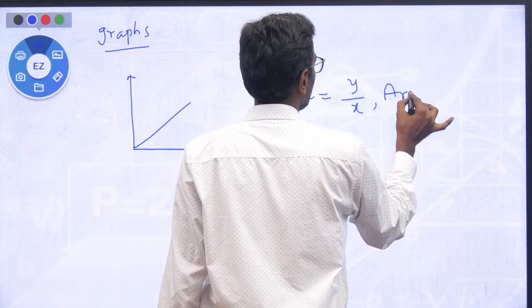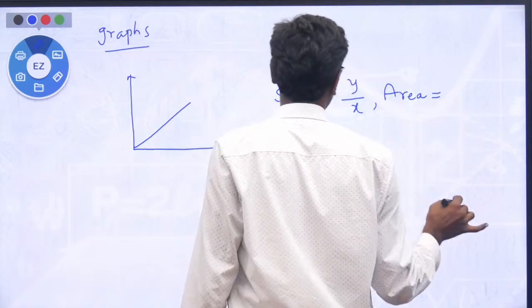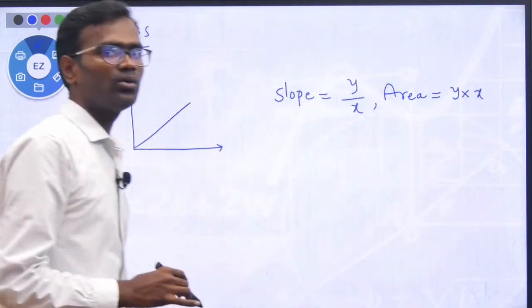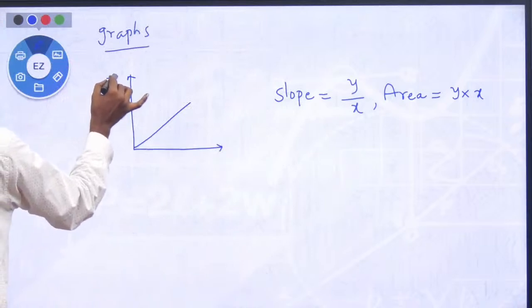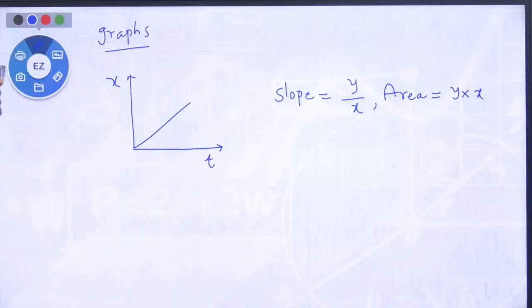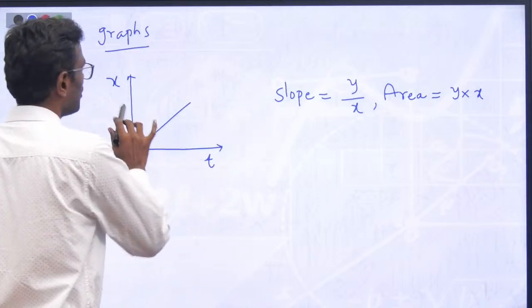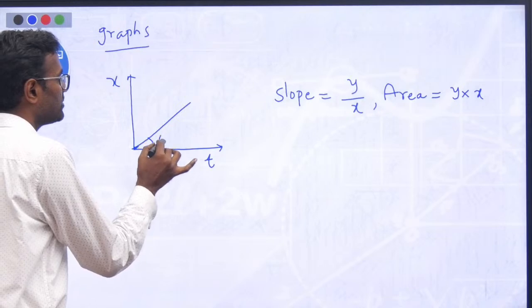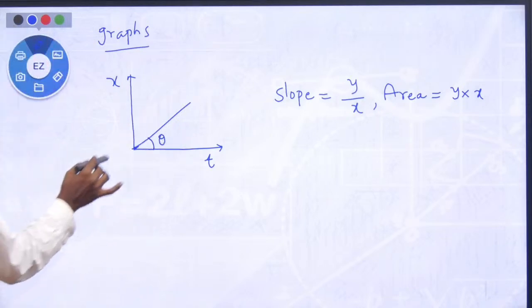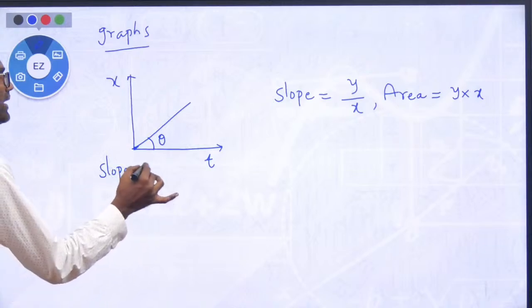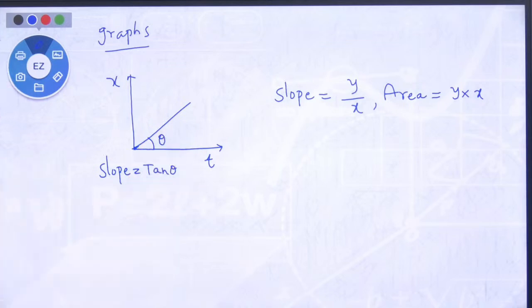Next one, area under the graph. Area under the graph gives y coordinate into x coordinate. So suppose I have taken the axes: on the y axis is position, on the x axis is time. So what is the slope of the graph then? This line passes through the origin, making a certain angle. If the angle is given, then slope is equal to tan theta. So for finding the slope, tan theta.